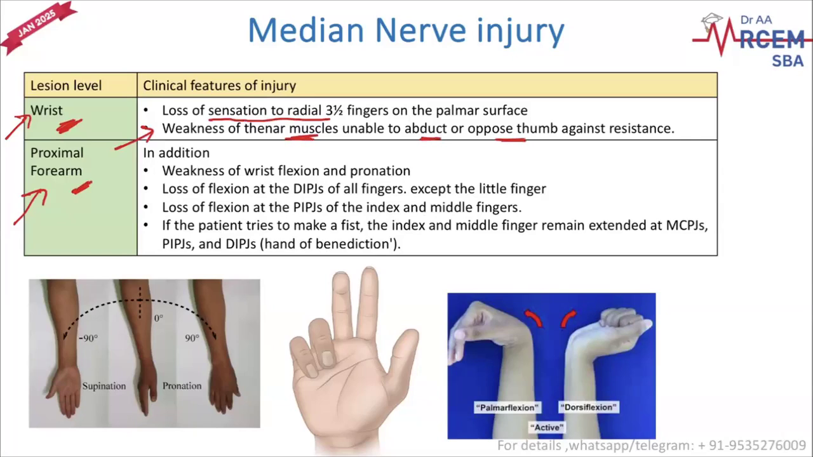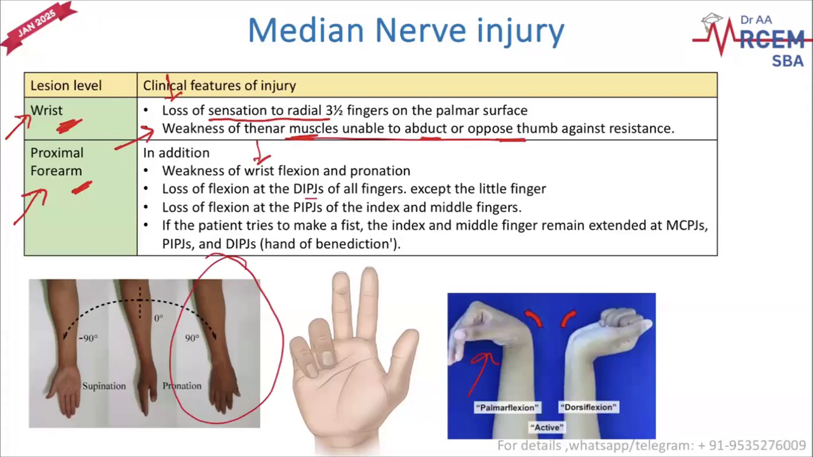Proximal forearm. If the nerve injury is in the proximal forearm, in addition to the sensory loss over the skin of the palmar surface and the dorsal surface that we discussed previously, and the thenar eminence weakness, what else will be there? Weakness of wrist flexion and pronation. Wrist flexion means palmar flexion. This is the pronation that will be lost.